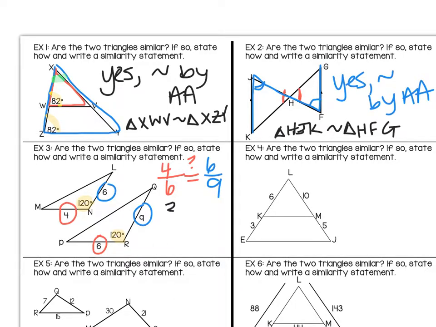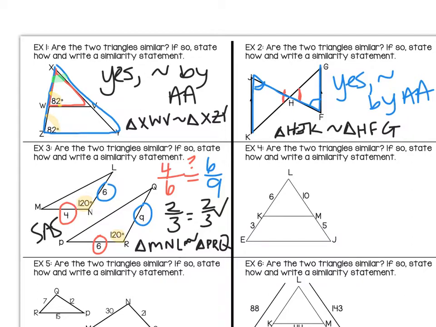So I can reduce the left one by 2, which gives me 2/3, and the right one will also reduce to 2/3. So we would say triangle MLL is similar to triangle PRQ, and that is by side, angle, side. But once again, sides here aren't meaning congruent, they're meaning proportional.